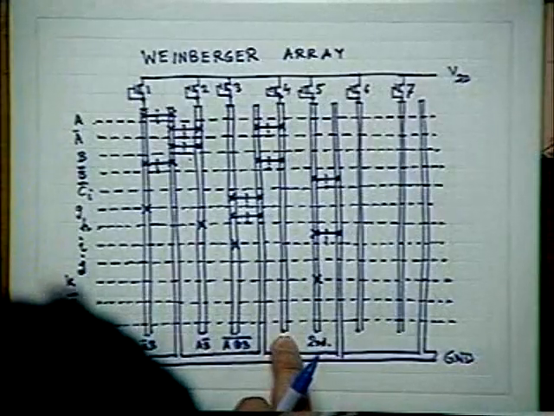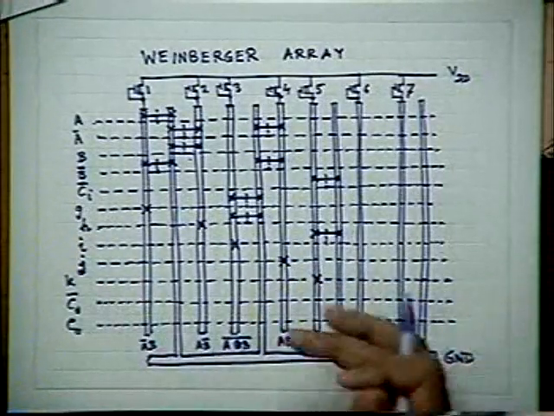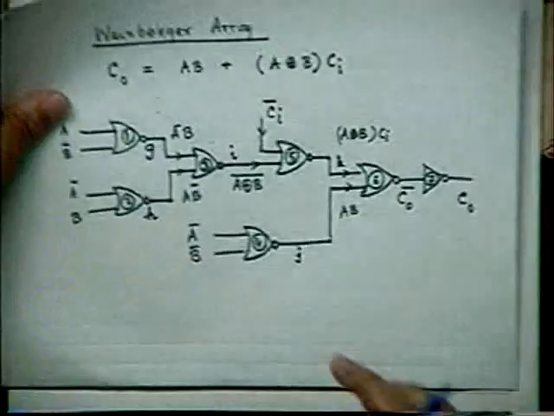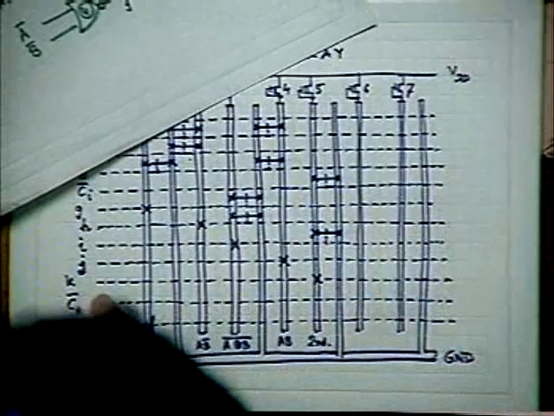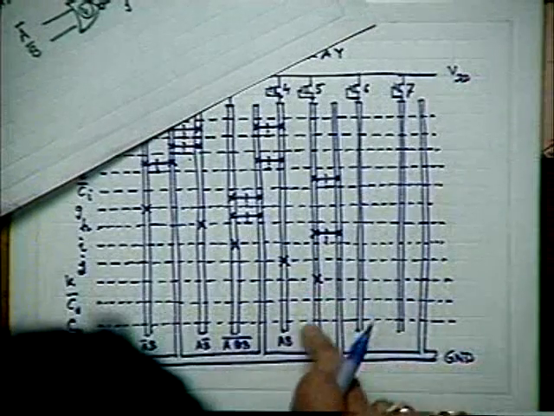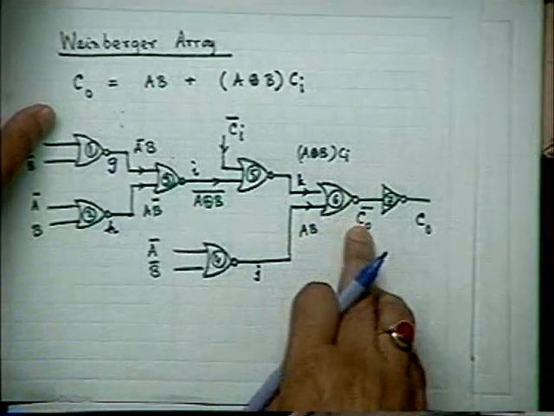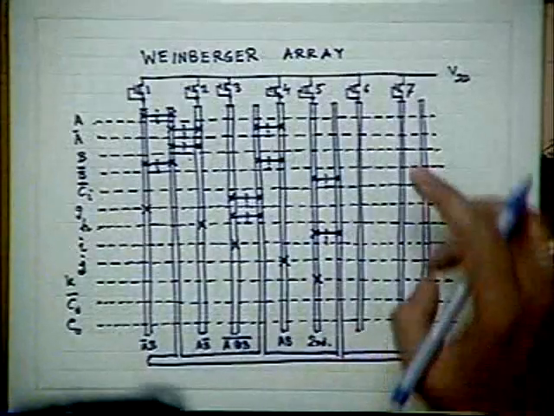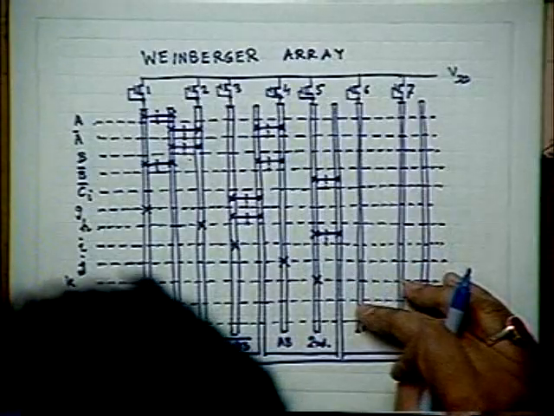So what I do, I just put a crosscut here. It comes to the J line. Then this J and K, K I have already produced. Am I correct? What is K? K line. So J and K are to be inputted to the sixth gate to produce CO bar. So what is the sixth transistor? This is the sixth. So J and K, what is J line?